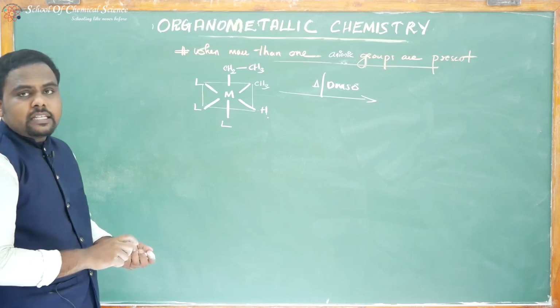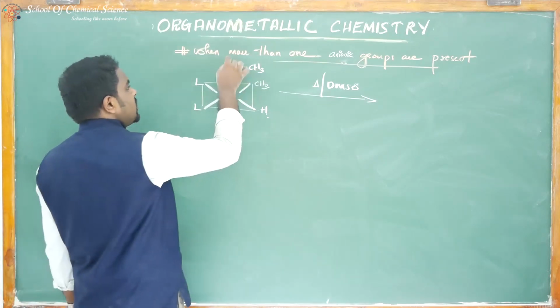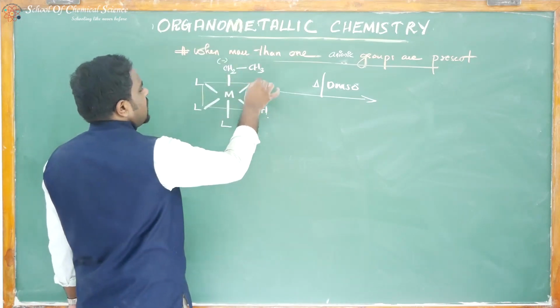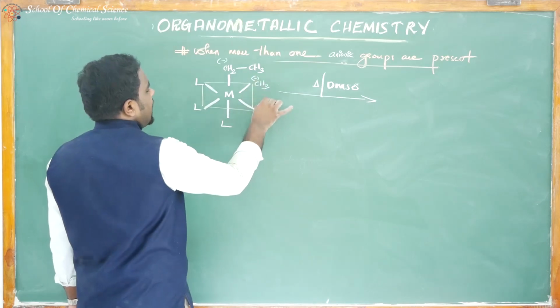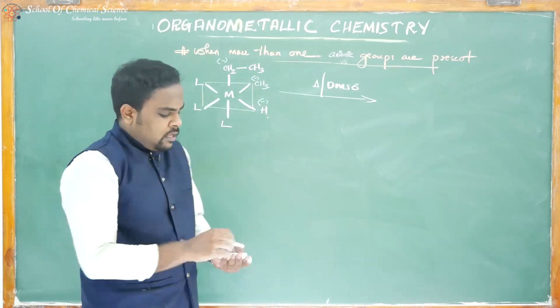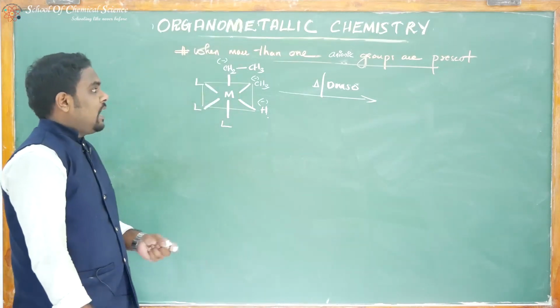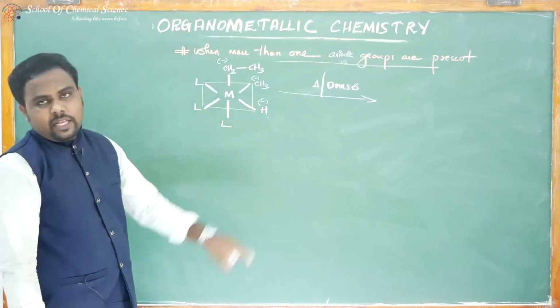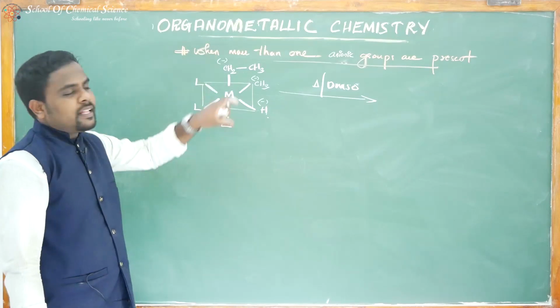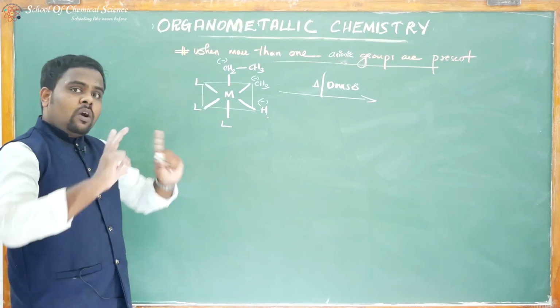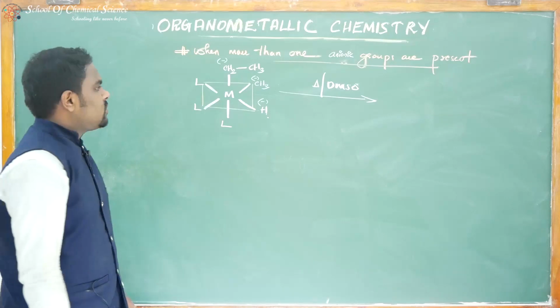So anionic ligands present here: CH3, CH2 alkyl group with minus charge, methyl minus, hydride minus. You know, anionic ligands are normally eliminated in reductive elimination. But here three anionic ligands are there. All are cis to each other. Why are all cis to each other?